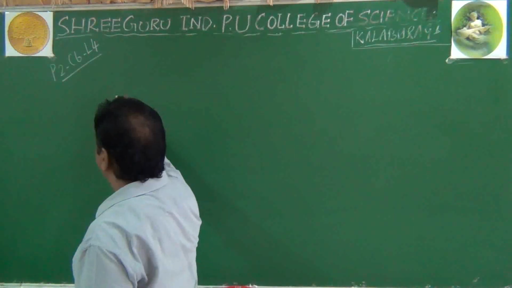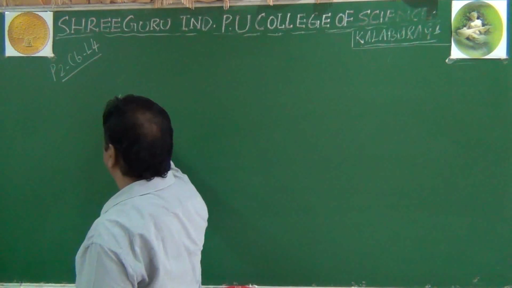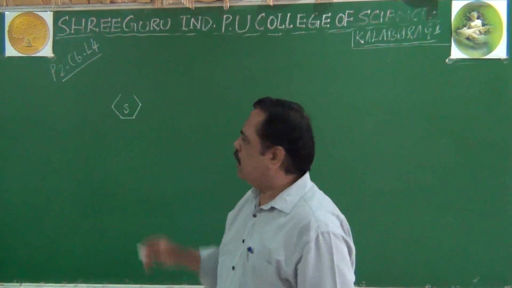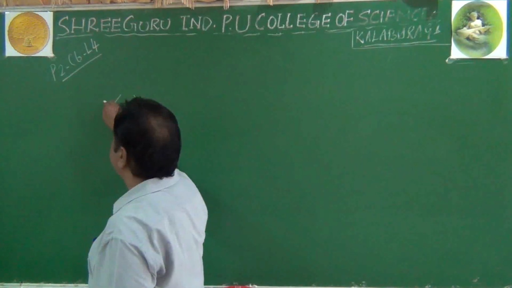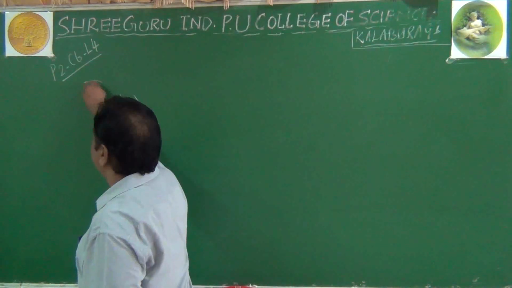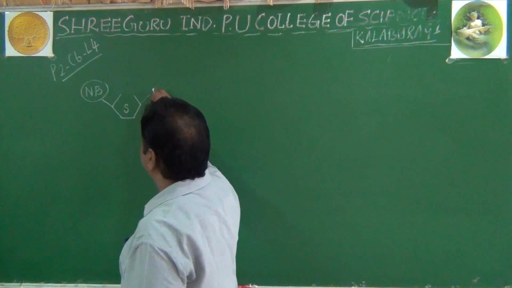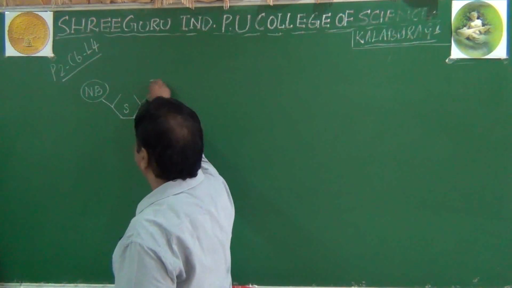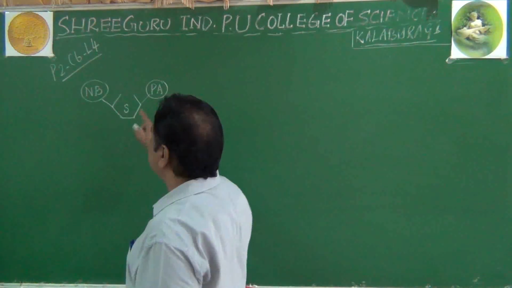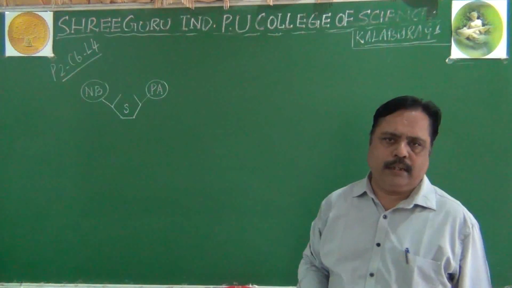In any nucleotide, there will be a centrally located sugar molecule present here. And to the first carbon atom of the sugar molecule, a nitrogenous base will be attached, remember. To the fifth carbon atom, phosphoric acid will be attached. So this is becoming a complete nucleotide.